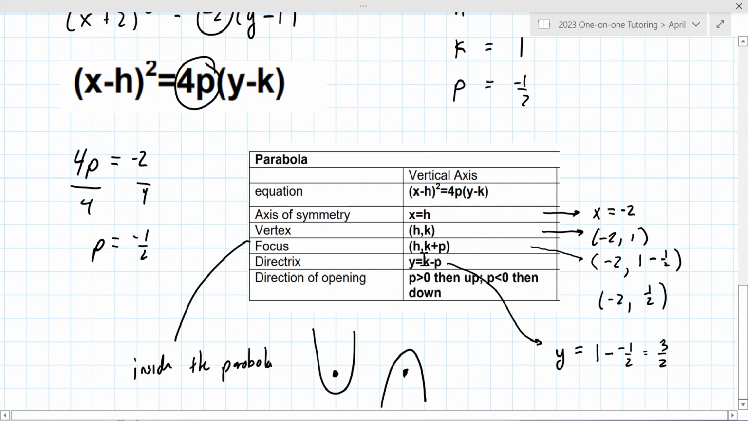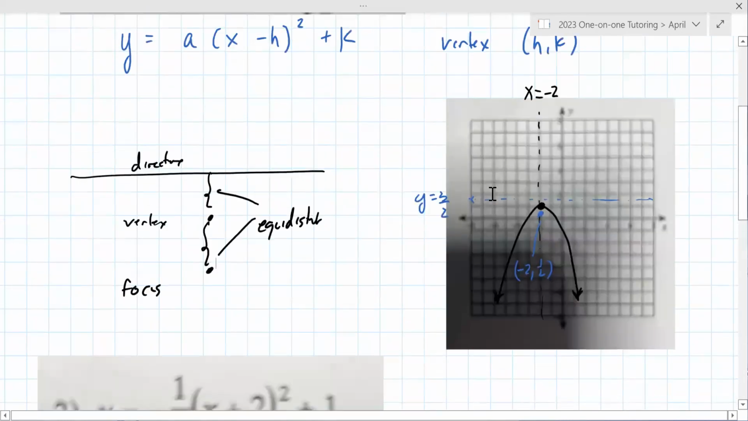So the last thing here, direction of opening, you already know this because you've looked at parabolas before. P greater than 0 opens up, P less than 0 opens down. So we know this opens down. We already knew that because we've looked at these types before.